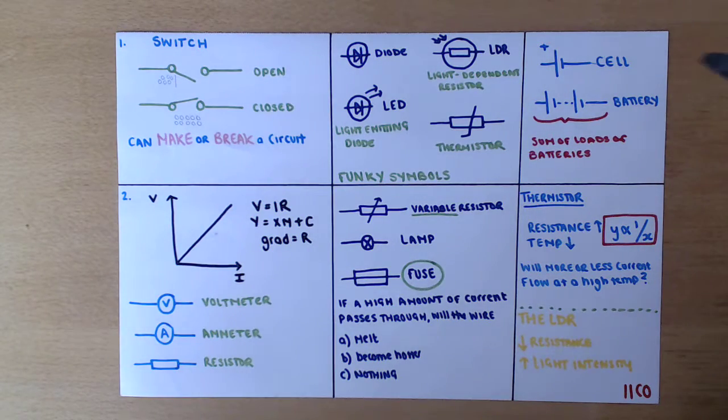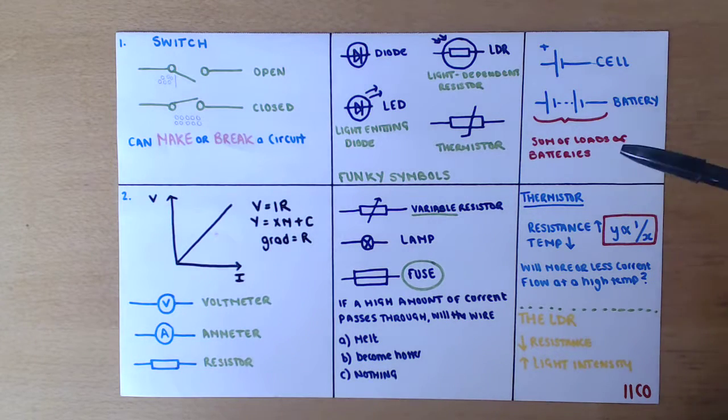Okay, now we're going to move on to this whole idea of recapping. So here's a cell, and here's what a battery looks like. Note that the battery is just a sum of loads of cells, so that's what this little dot thing means. It's like etcetera, added on cells.